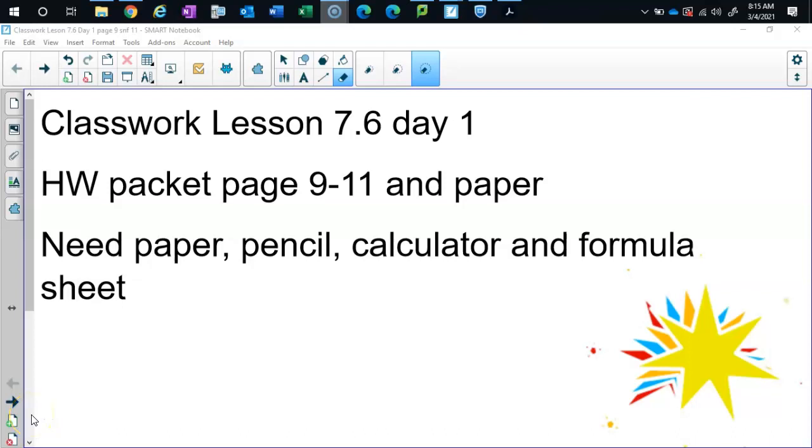All right, guys, today this is the classwork that goes with the lesson 7.6 that you just did. This is in your homework packet on page 9 and 11. So you got to pay attention because we're not doing all the problems. You need paper, pencil, calculator, and your formula sheet.